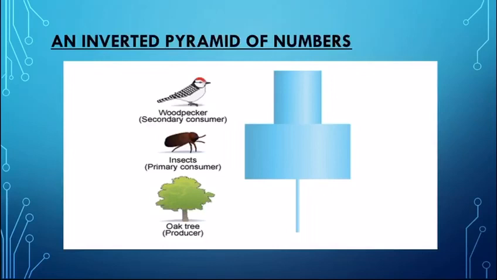This is an example of an inverted pyramid of numbers. It shows if we consider one tree as a producer, then on that one tree there are thousands of insects as primary consumers. While in a nest of birds, for example, few birds are there in that nest as the secondary consumers that eat those insects. So that's why we make the inverted pyramid like this.